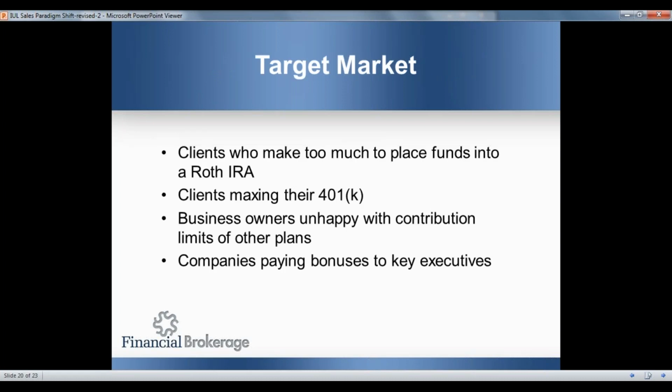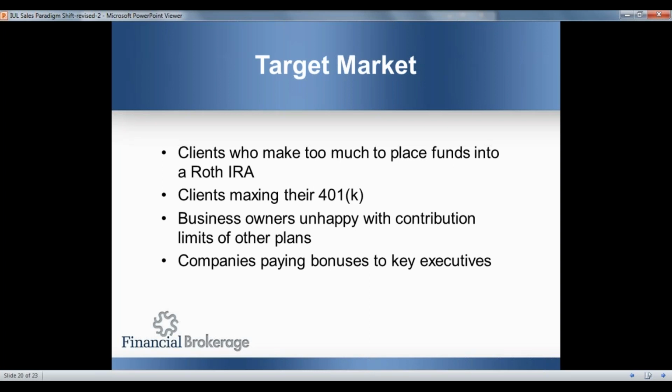If we want to drill down a little bit further, among that group of people, who should we really be talking to? Well, you want to try to find people who make too much money to place any funds into a Roth IRA, right? And the tax laws change every year. You can easily look that up for 2023 and see what that level is. So if you know which of your clients are in that category, you want to have this conversation with them. If you can find out who is maxing out their 401k, right? You can only put so much money into a 401k per year, and then that's it.